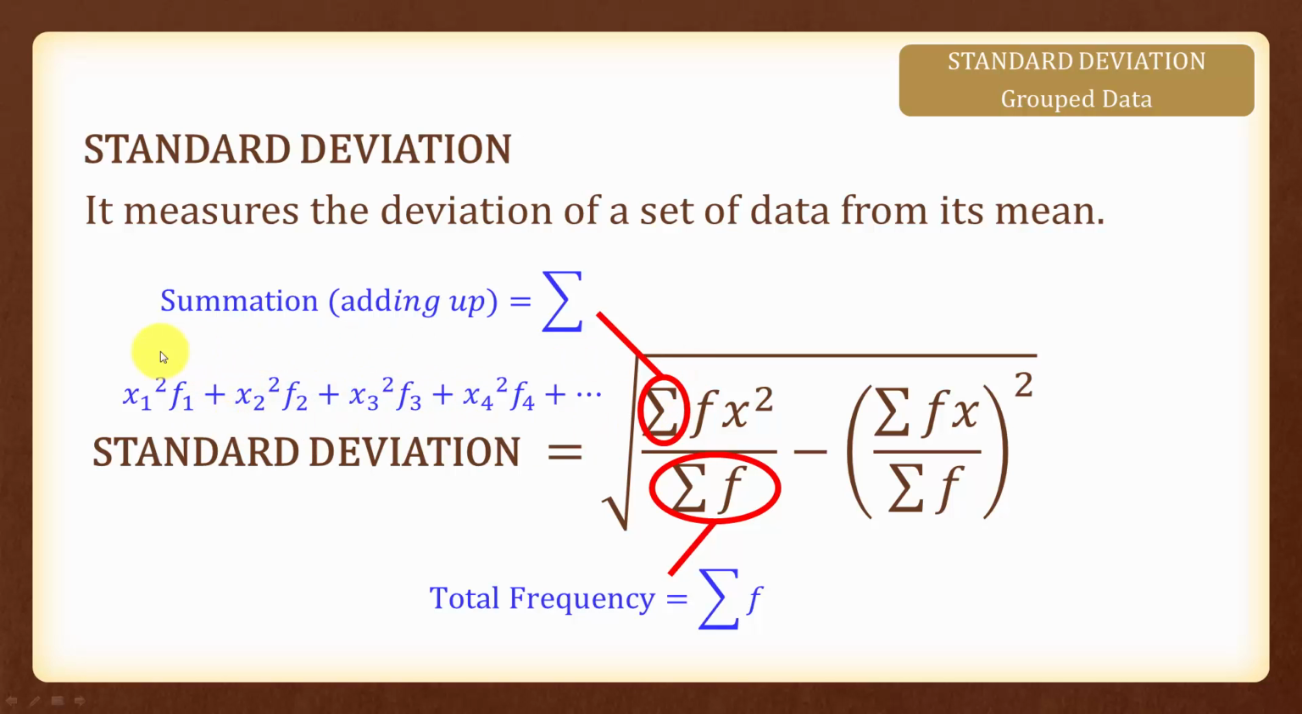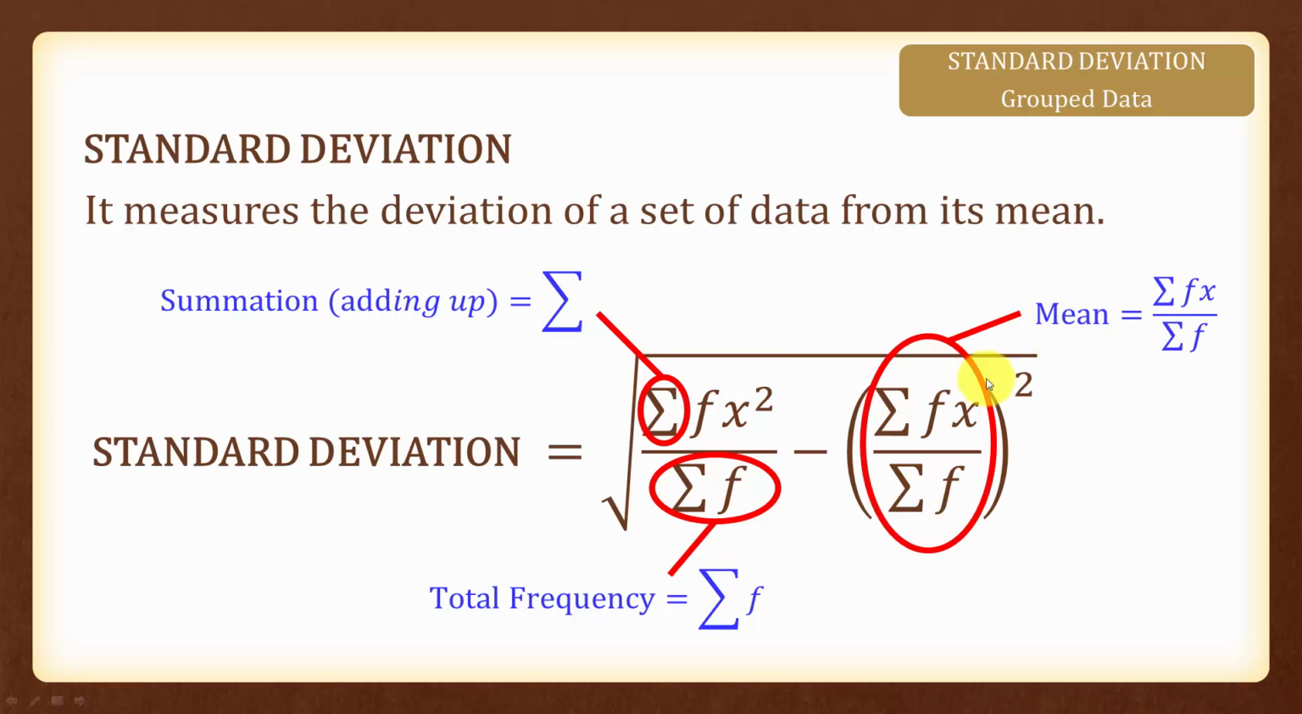This is somewhat similar to how you find the numerator for mean. Now, what do you think is the summation of fx over the summation of f? Yes, it is known as the mean. And therefore, the standard deviation will measure the deviation of the data from its mean here. And this will give us a more accurate measure of spread.